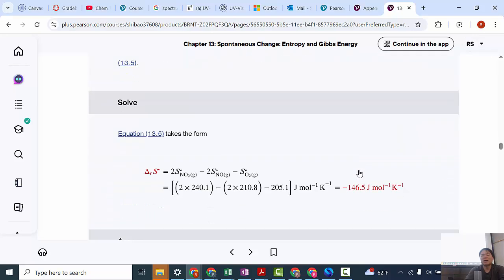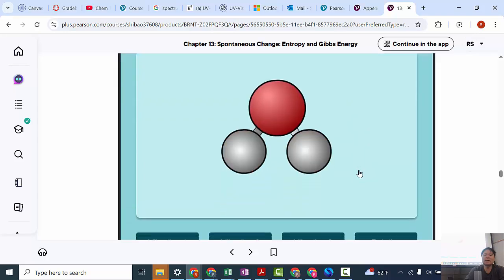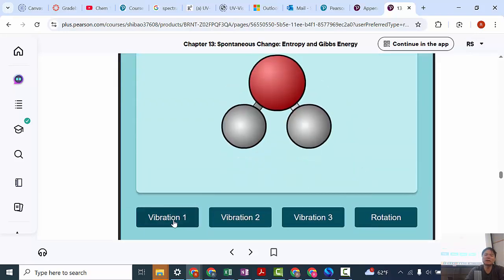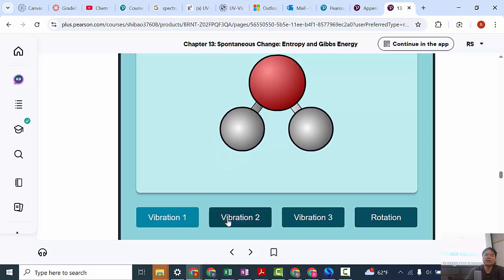Some gases have higher entropy, some gases have lower entropy. The higher entropy gases are going to have more complex vibrations. These are called vibrational modes. This is for water. There are 3 vibrational modes. They have names for these.